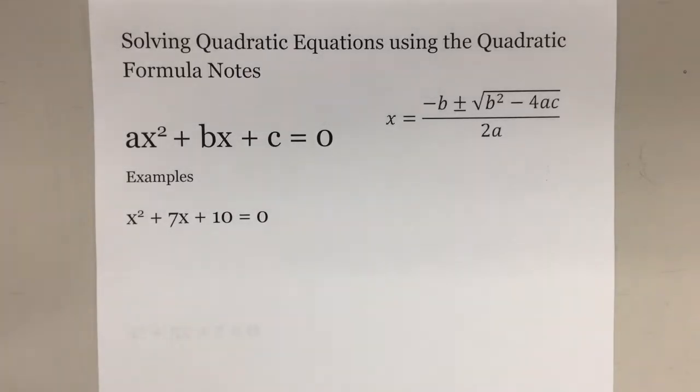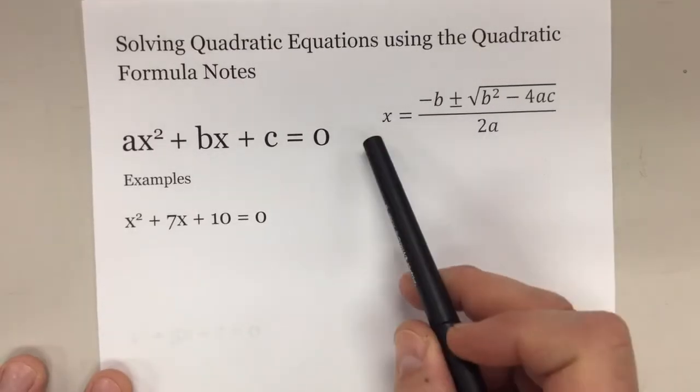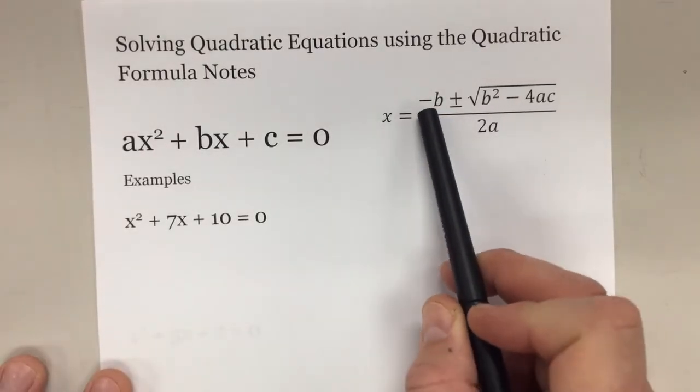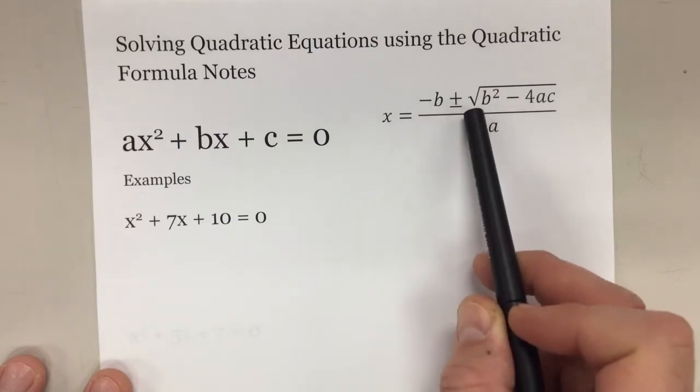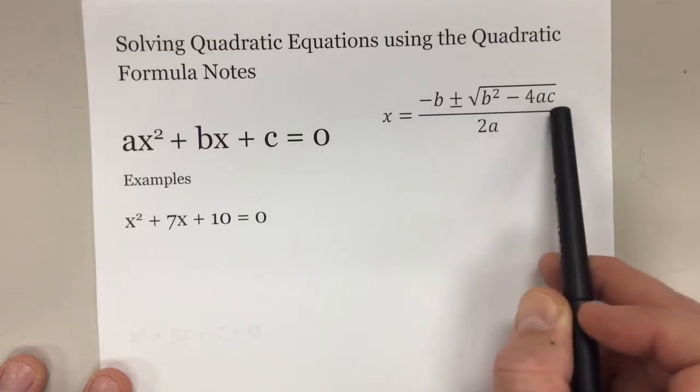Today's lesson is called Solving Quadratic Equations Using the Quadratic Formula. Now, I'm sure you've done this before in your career, but this is called the quadratic formula. X equals negative b plus or minus the square root of b squared minus 4ac, all divided by 2a.